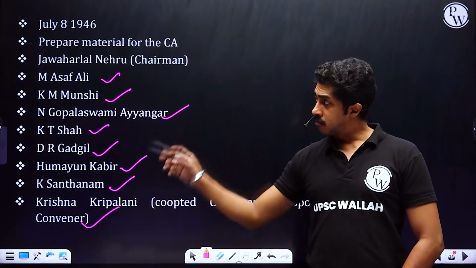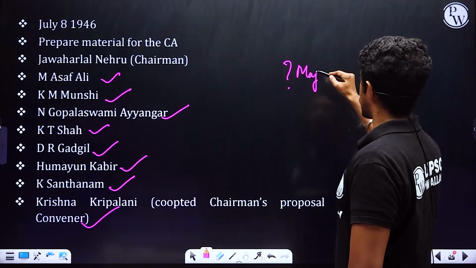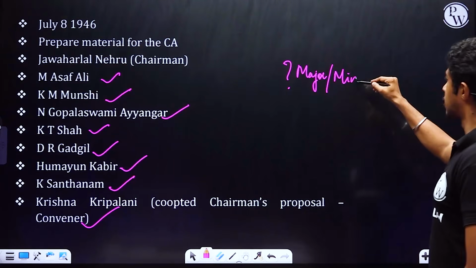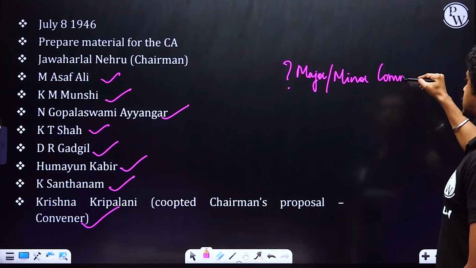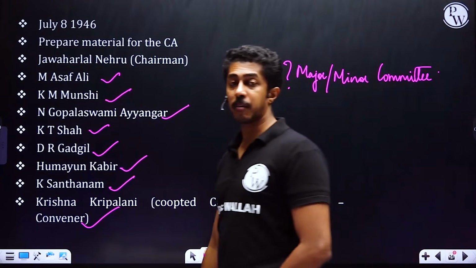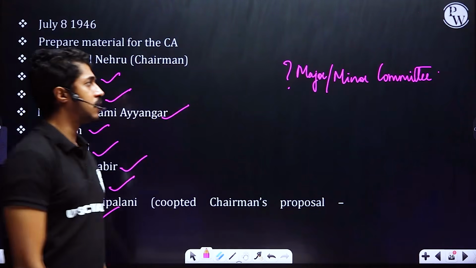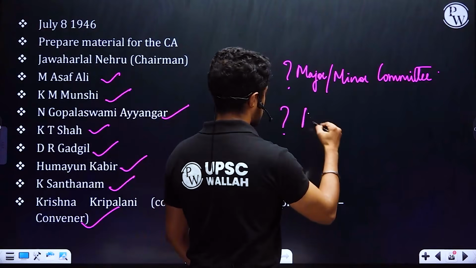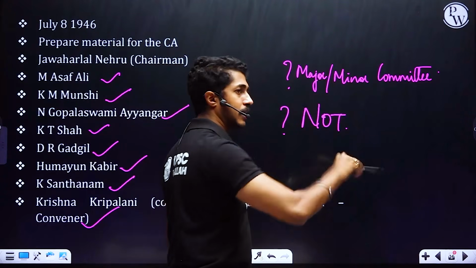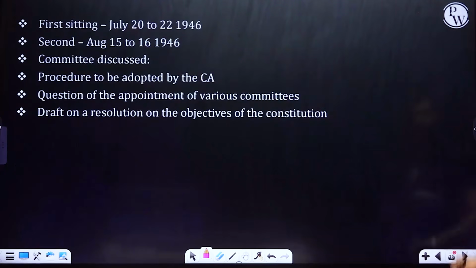Once again, I'm going to give you the same task: find out who are part of major or minor committees in this Congress expert committee that was meant to provide material and data for the Constituent Assembly. Then, who are the ones who don't belong to any of the committees? Write it down in the comment section, please.